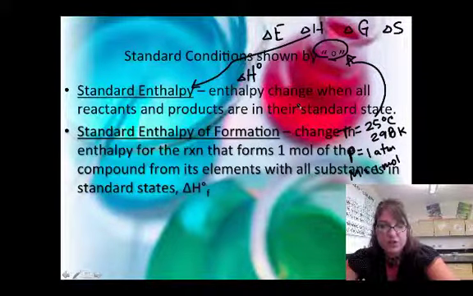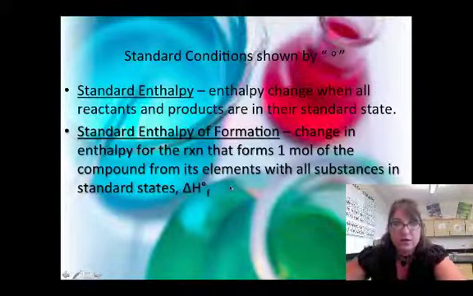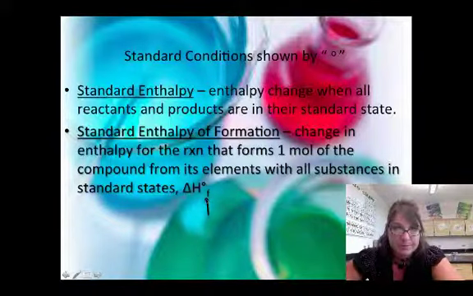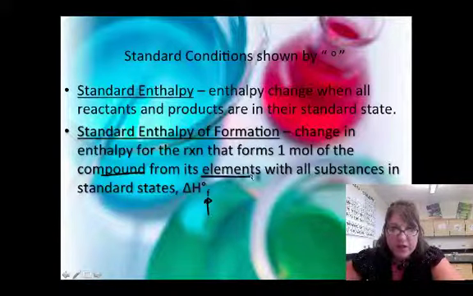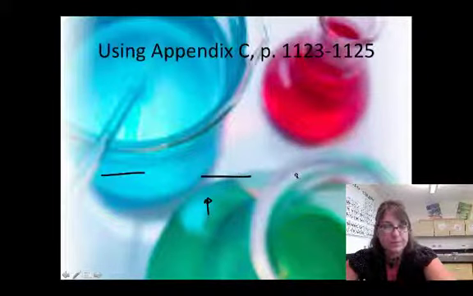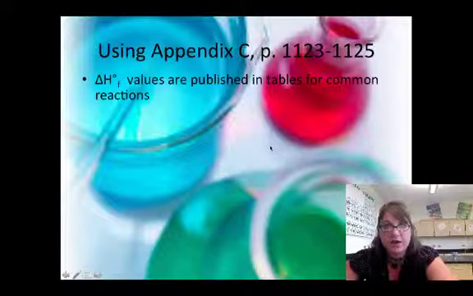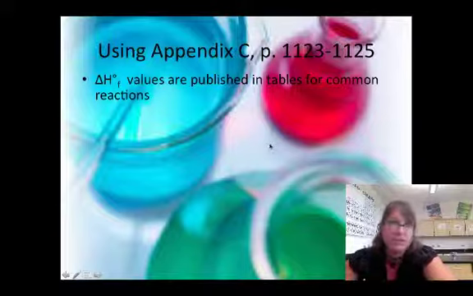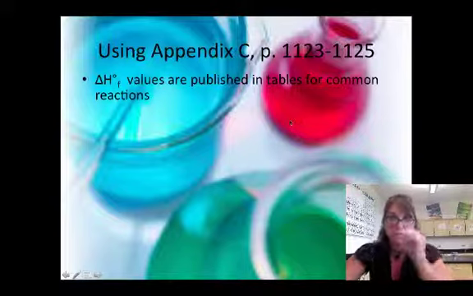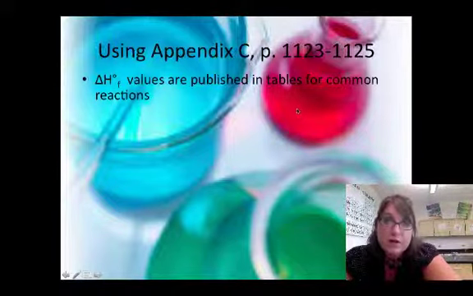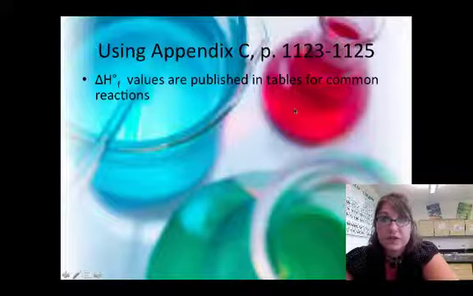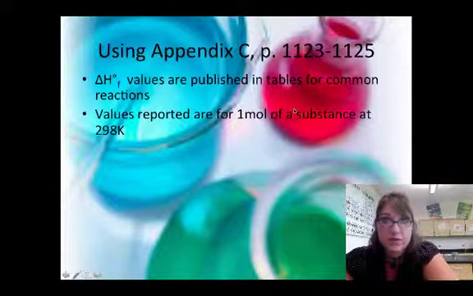And the heat of formation is delta H sub F. Heat of formation. So we're going to form that compound from its elements with all substances in standard states. That's just what that means. All right, you'll have to use Appendix C in the back of your textbooks to get the values for heats of formation. They're published in lots of places, so if you want to Google it or whatever, that's okay. I just happen to know it's in your textbook on page 1123 to 1125.